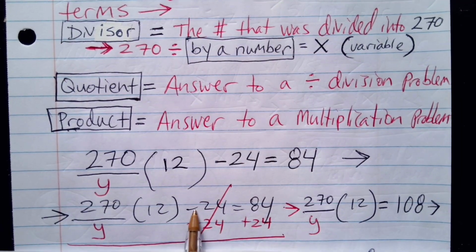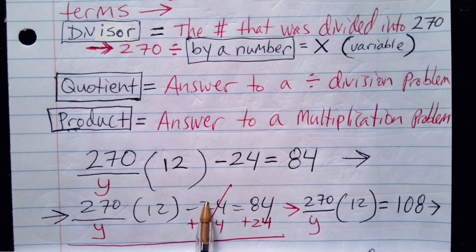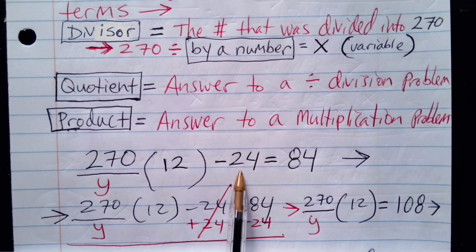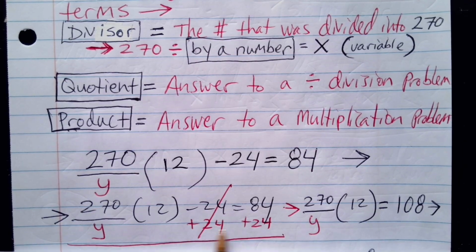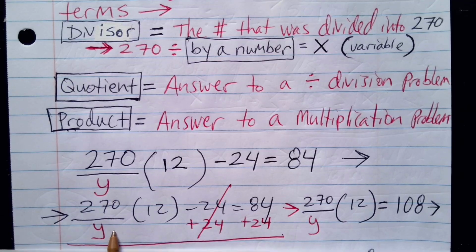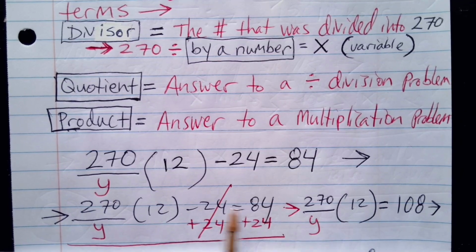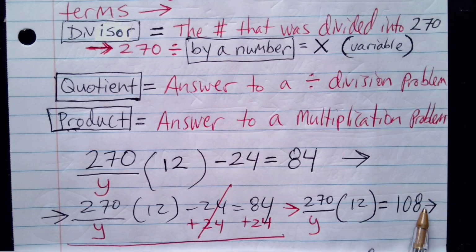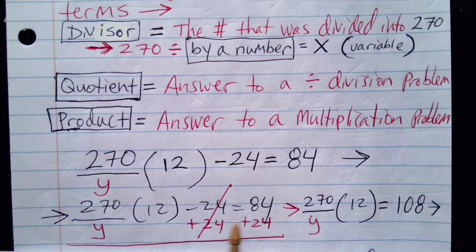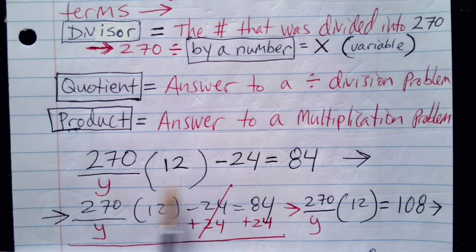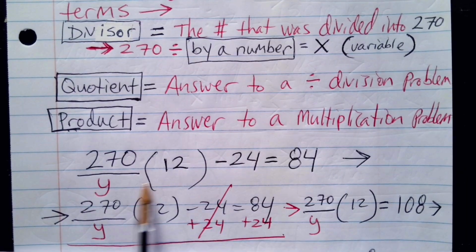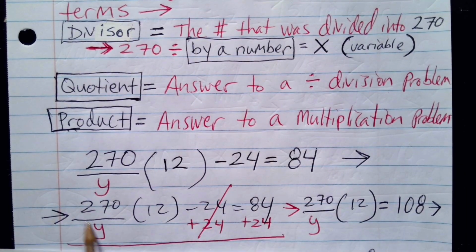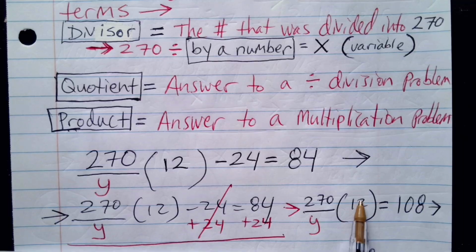And as you can see here, negative 24 plus 24 cancels out. I'm left with 270 divided by y times 12 equals 84 plus 24, which is 108. Okay, so you want to make sure you refresh your skills with single, double, and multiple step equations solving for the variable y. All right, so the next step here is to multiply.